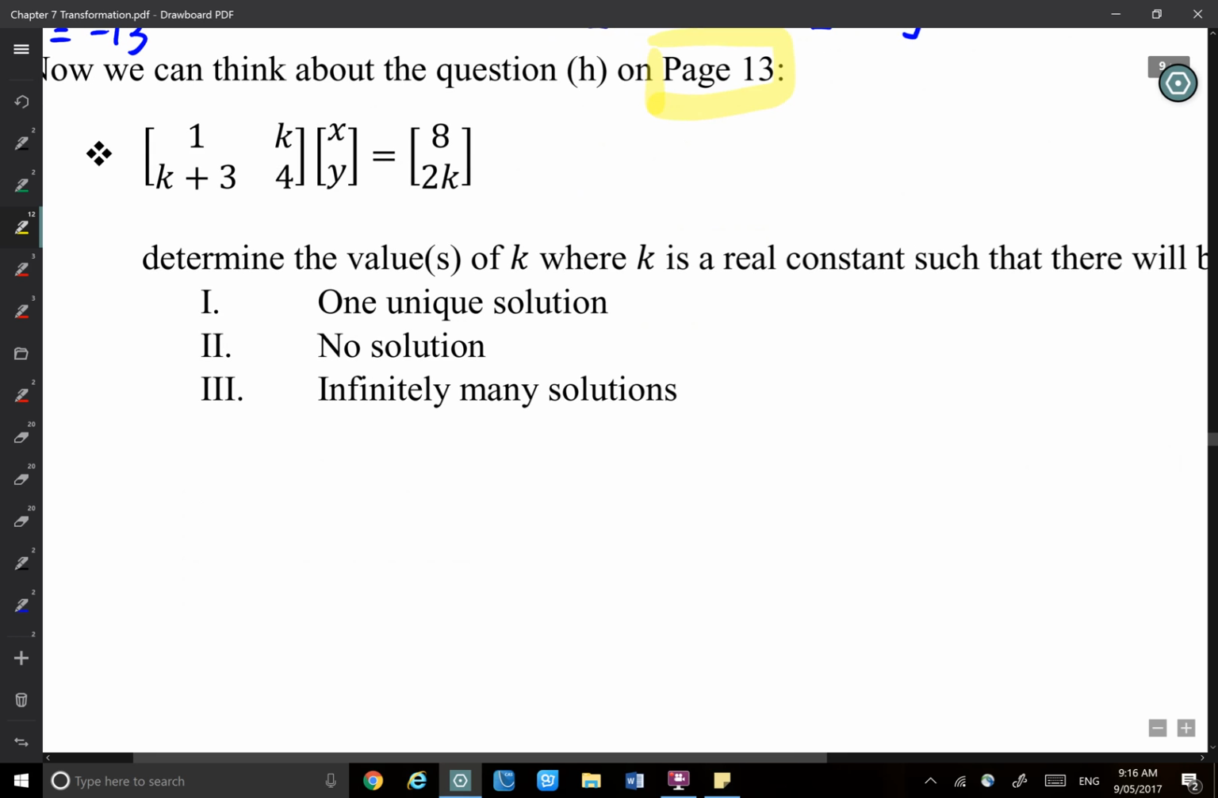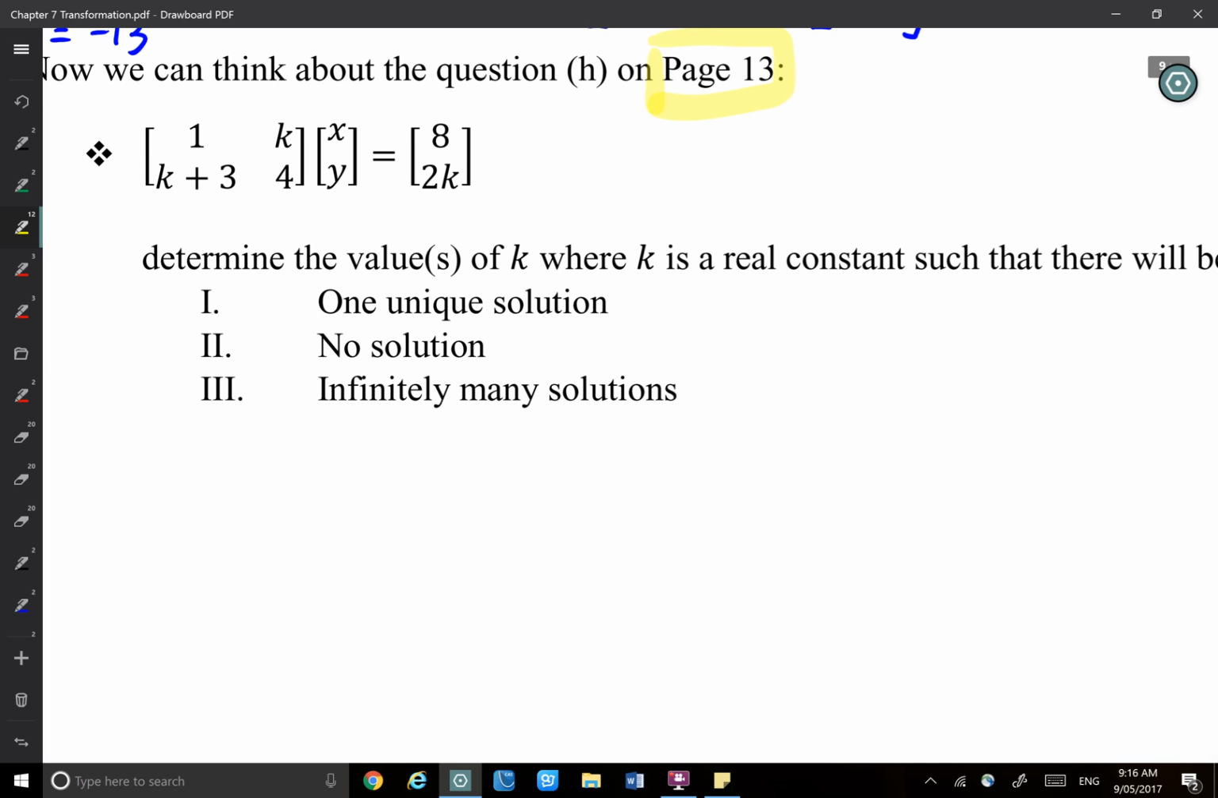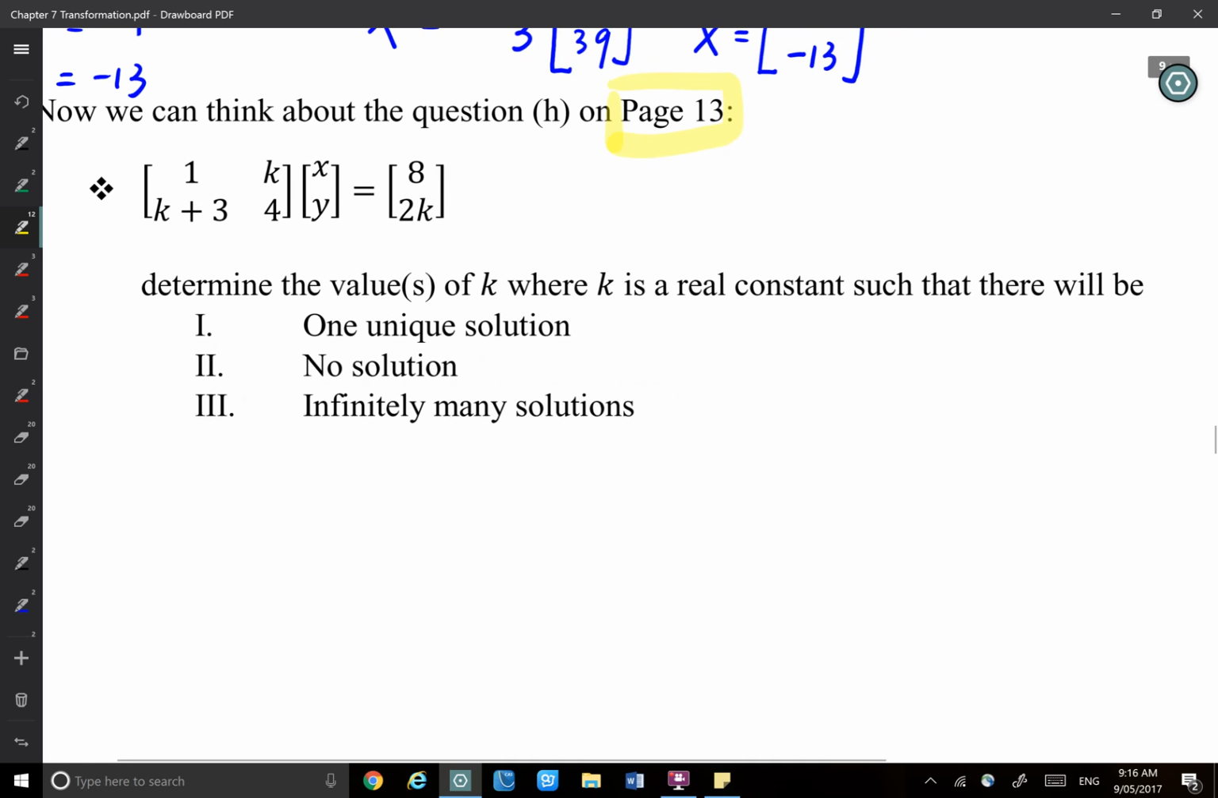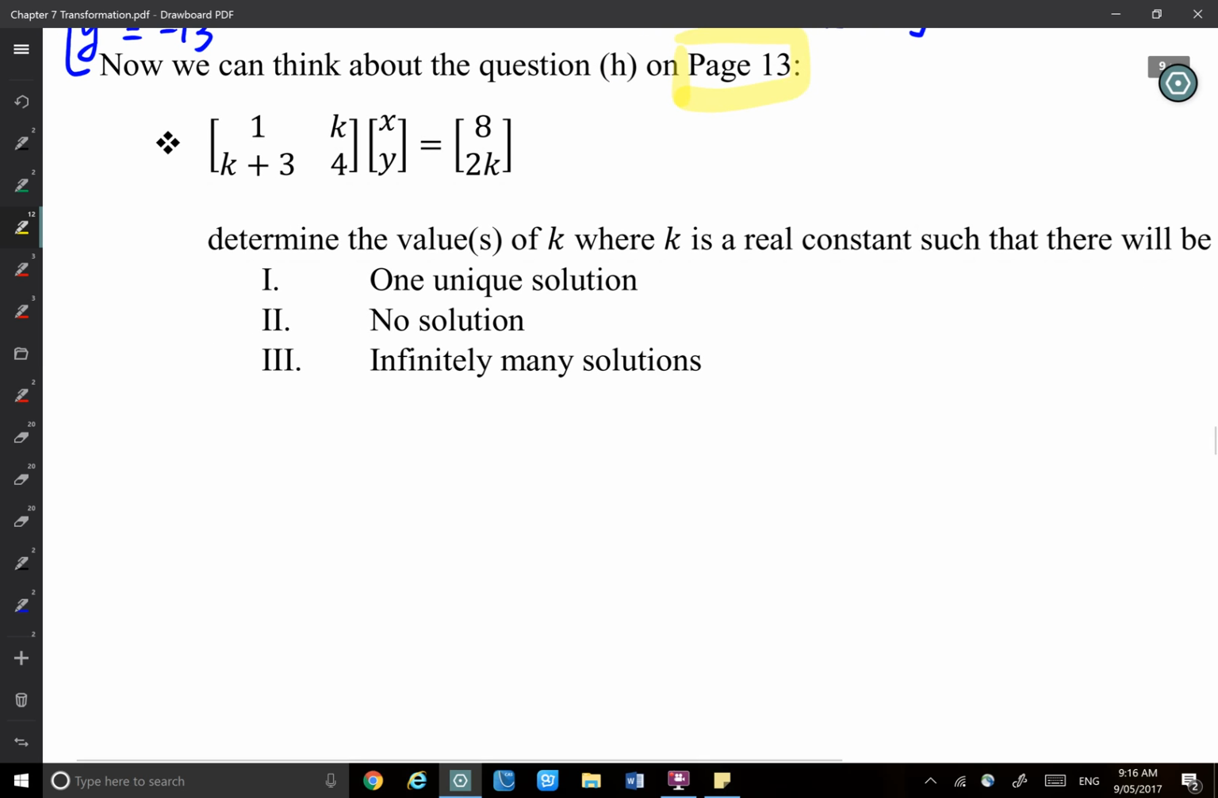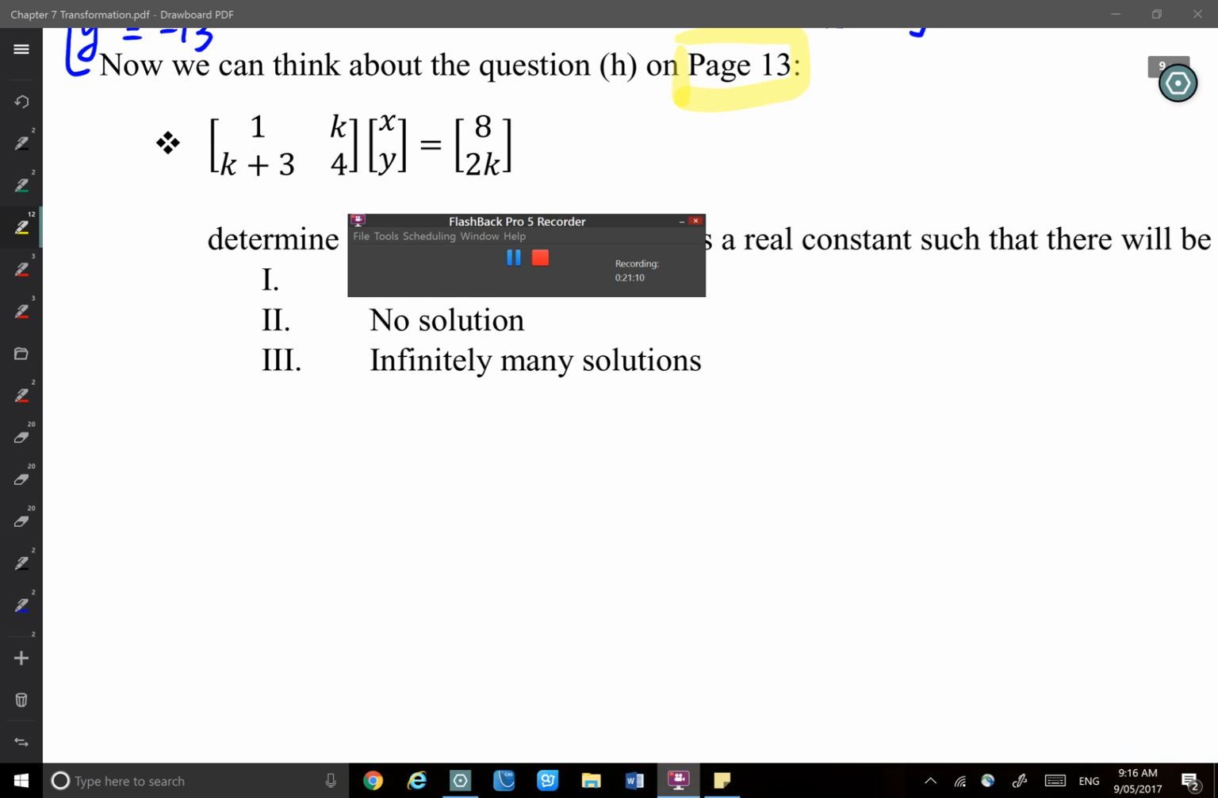I want you to use your own method to solve for this first. Not necessarily matrix. You can use the method we did before to solve for it. Any method, just solve this question. And we'll go through the matrix method next lesson. I want you to be familiar with unique solution, no solution, and infinitely many solutions. I want you to remember that. That is quite important.